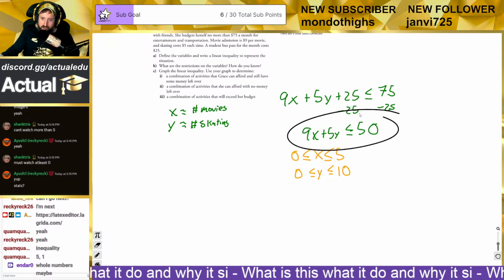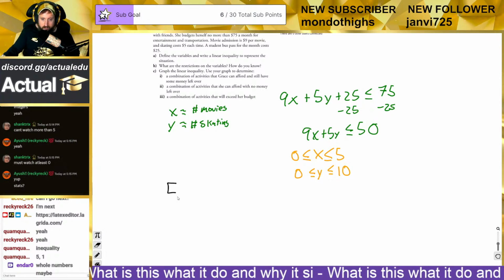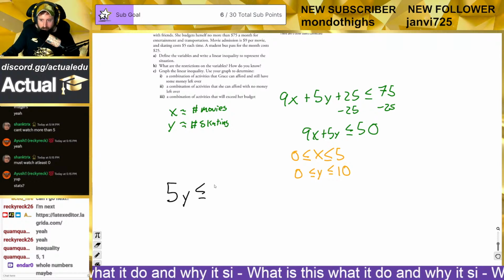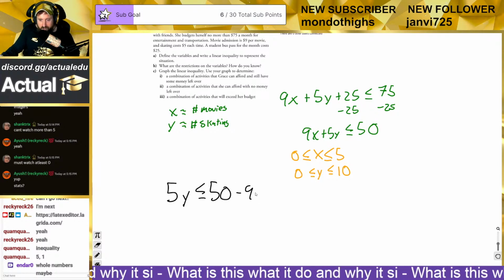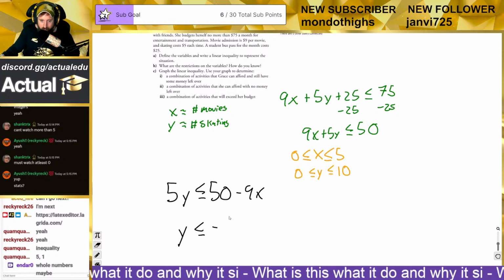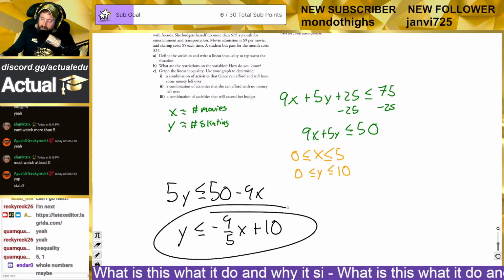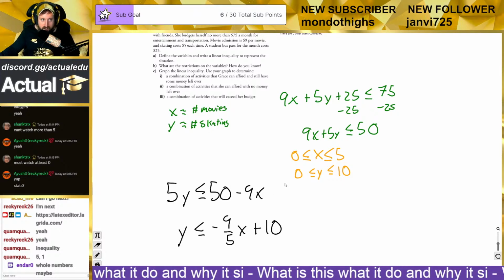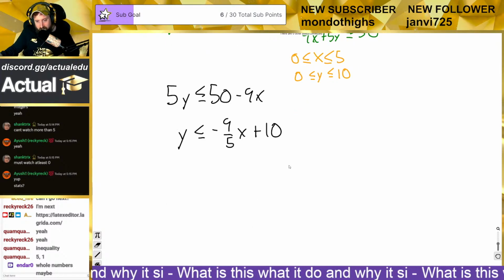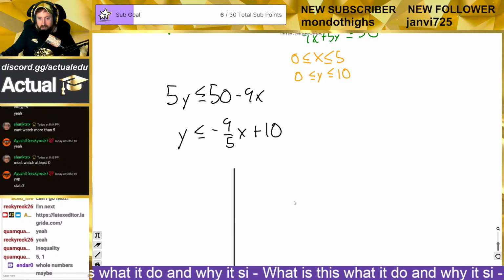If I rearrange this into the equation of a line, I can move the 9x over. So I have 5y is less than or equal to 50 minus 9x. We can divide by 5. And I have y is less than or equal to negative 9/5 x plus 10. You don't really use it in stats, but in physics, for instance, I definitely use this. This is a data analysis thing.